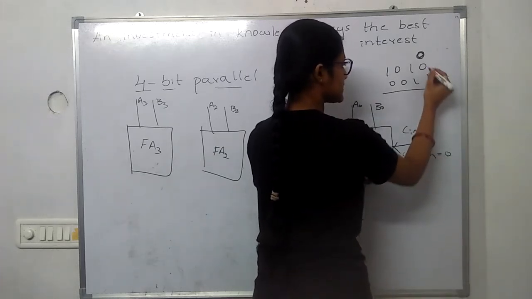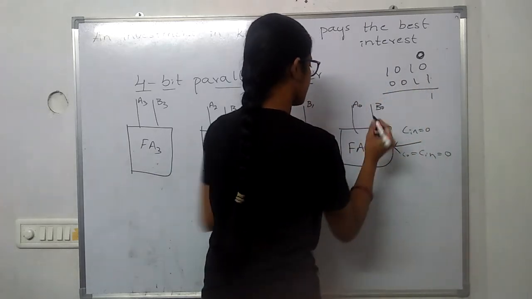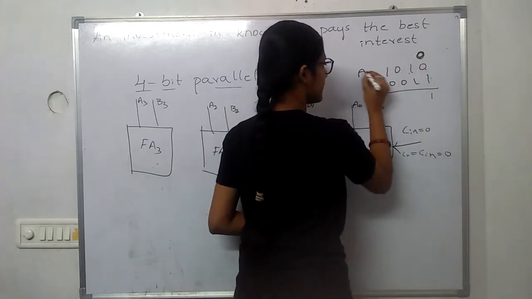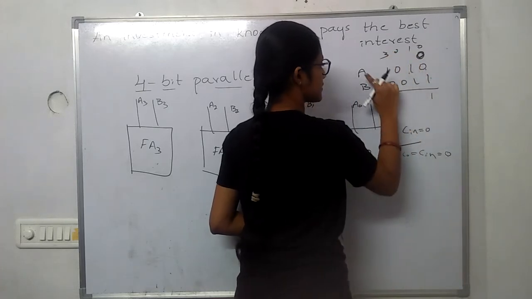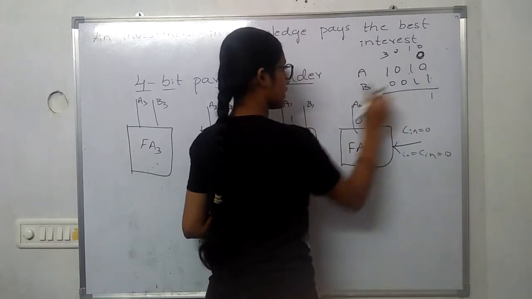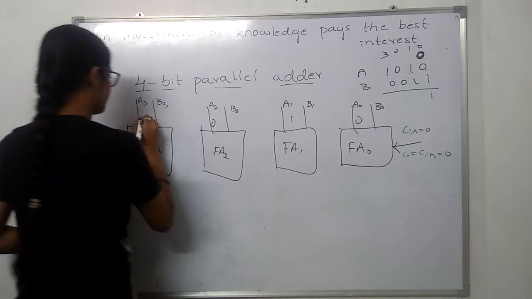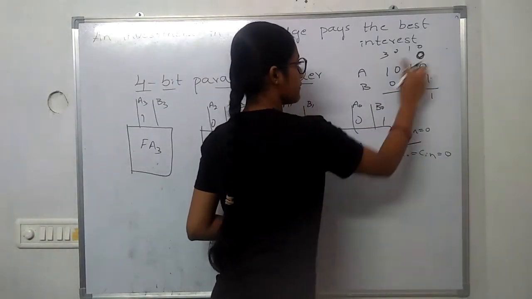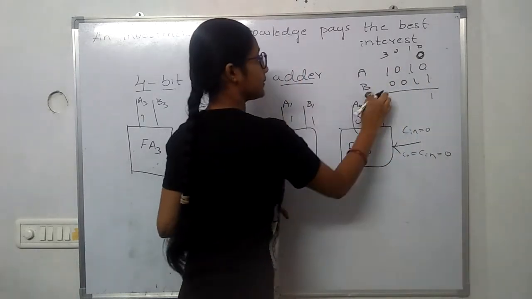So 0 plus 0 plus 1, we get 1. Let me write here first once: 0, 1, 1. This is A, B, not 1, 2, 3 representation. A0 is 0, A1 is 1, A2 is 0, and then A3 is 1. Next, B0 is 1, B1 is 1, B2 is 0, and then B3 is 0.